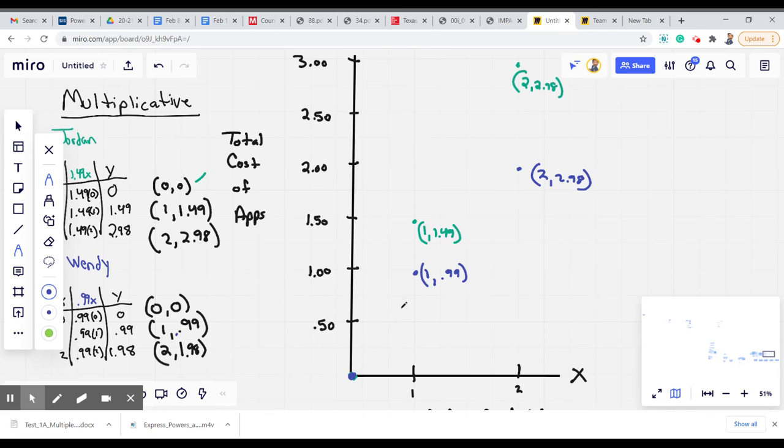Also, are these lines y equals 1.49x and y equals 0.99x proportional lines? Well, they go through the origin, so yes, they are both proportional.